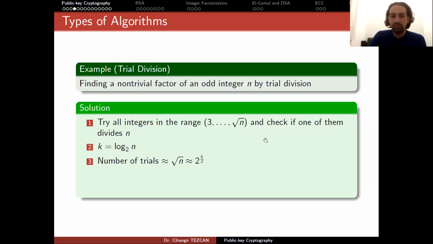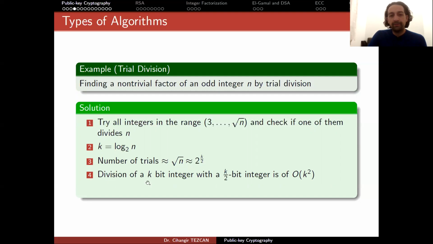Actually divided by 2, but again, it is not that important because in the sake of big O notation, constants are not that important. So this is actually 2 to the k over 2. Division of a k-bit integer with a k over 2-bit integer is of big O notation k to the 2. So it is k square. So we are going to perform this many divisions, and a single division requires this many bit operations. So in the notation of big O, this is the complexity of the algorithm.